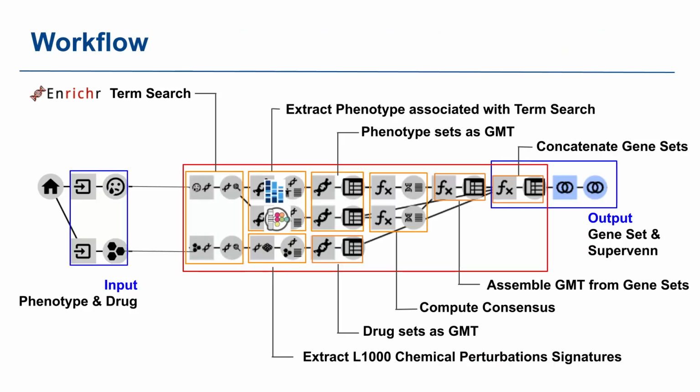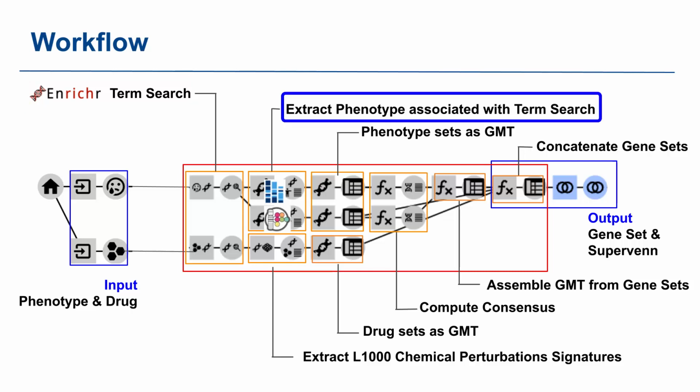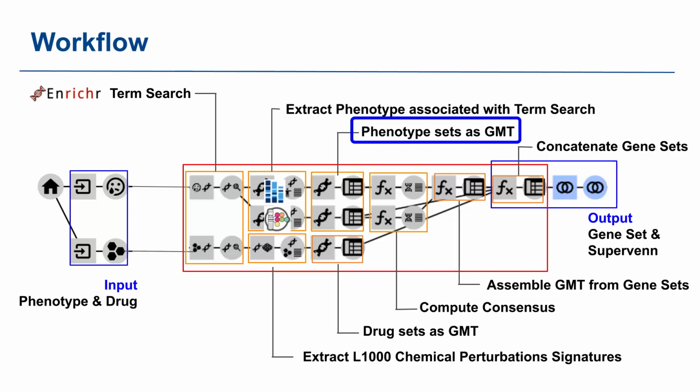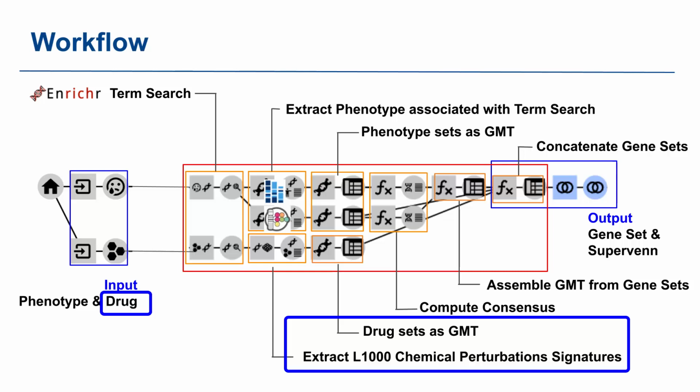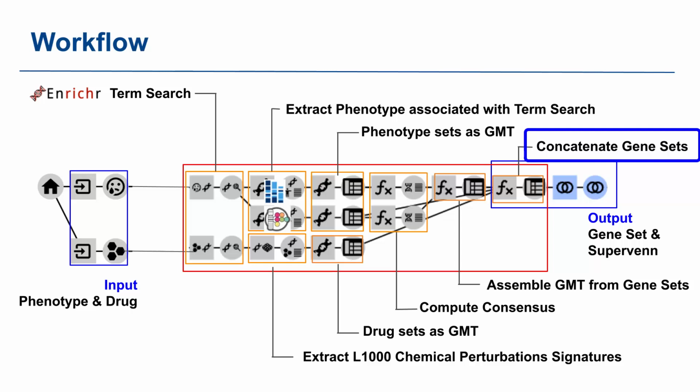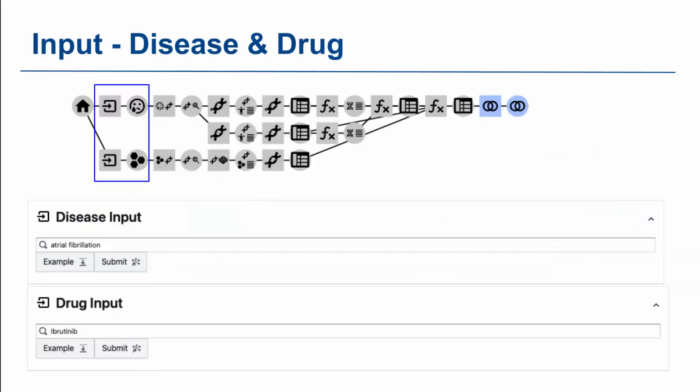The workflow starts with receiving inputs of phenotype and drug, then performs term searches on Enrichr. We will extract MGI mammalian phenotype ontology and GWAS catalog associated with the term search, and convert the phenotype sets to GMT files. The gene set will be assembled from GMTs. For the drug, we will use the L1000 chemical perturbations consensus signatures to get gene sets. Phenotype gene sets and drug gene sets will be concatenated into one table, and it will be visualized in a super Venn diagram. The default settings include atrial fibrillation as the disease input and ibrutinib as the drug. You can enter any phenotype and drug of your interest.